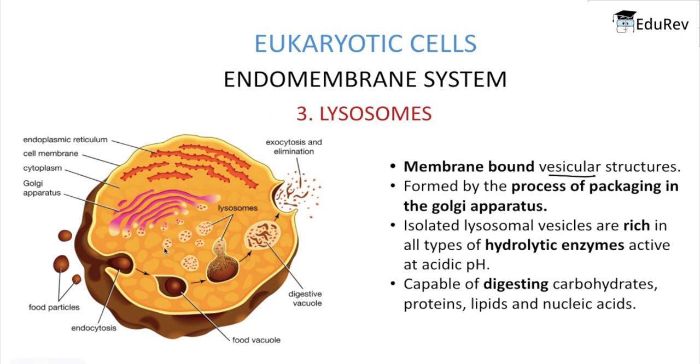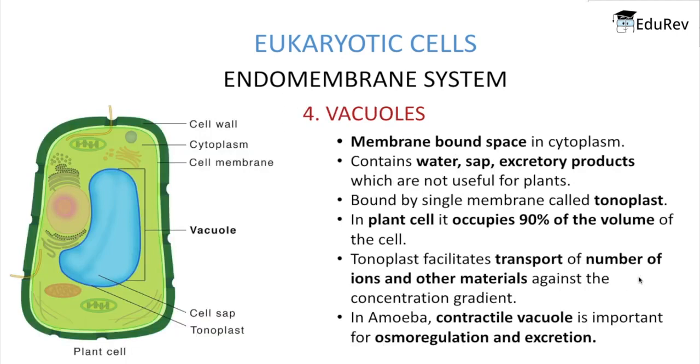Now, these are the isolated lysosomes we are talking about. These are rich in all types of hydrolytic enzymes, means they facilitate the breaking down of various carbohydrates, proteins, lipids and nucleic acids. And they are most active when the pH is acidic. Now, vacuoles are the membrane-bound space which is present inside the cytoplasm.